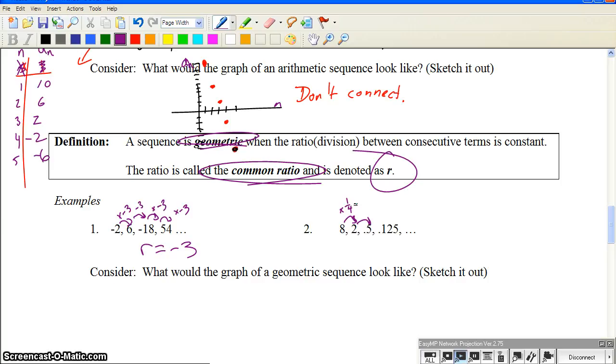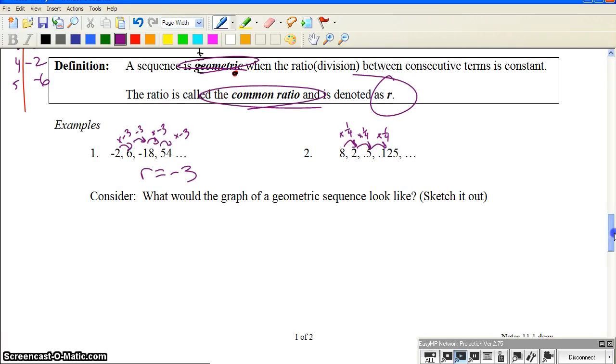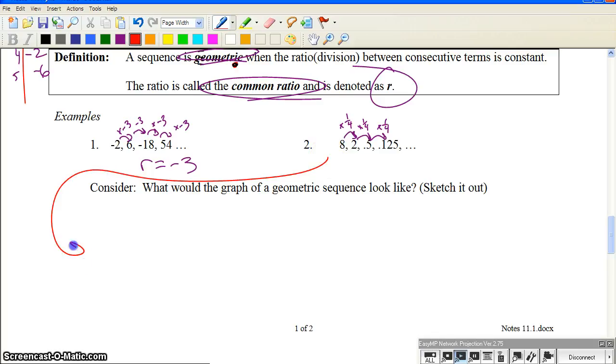Not 4. You're thinking divide by 4, so you need to talk about it in terms of multiplying, because the ratio is what's multiplied. Okay, so it's times 1/4 each time, not divide by 4. So it's times 1/4 each time. Now to get a picture of this one graphically, we're going to take a look at number 2, because it'll be easier to graph.